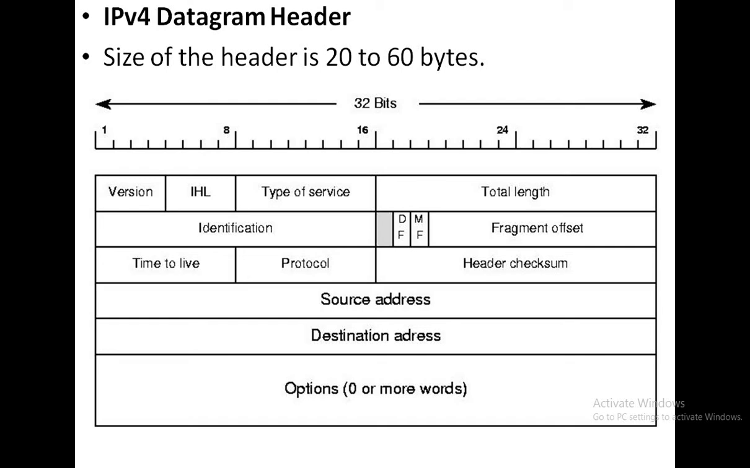So next is fragment offset. The fragment offset tells the relative position of the fragment to the original datagram. So the actual position of the fragment is defined under the fragment offset.